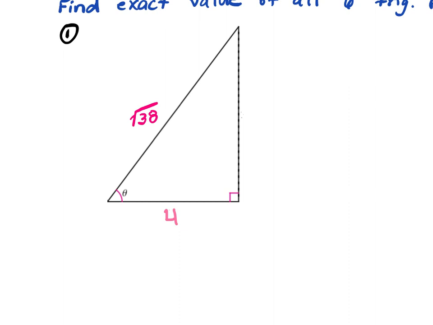If you guys notice, this is my theta. In regards to theta, what is 4? 4 is the adjacent side, right? The side longest across from the right angle is the hypotenuse. So here's my hypotenuse. So I have to find my opposite side. That's a leg, right? So we've got to find the leg of this triangle.